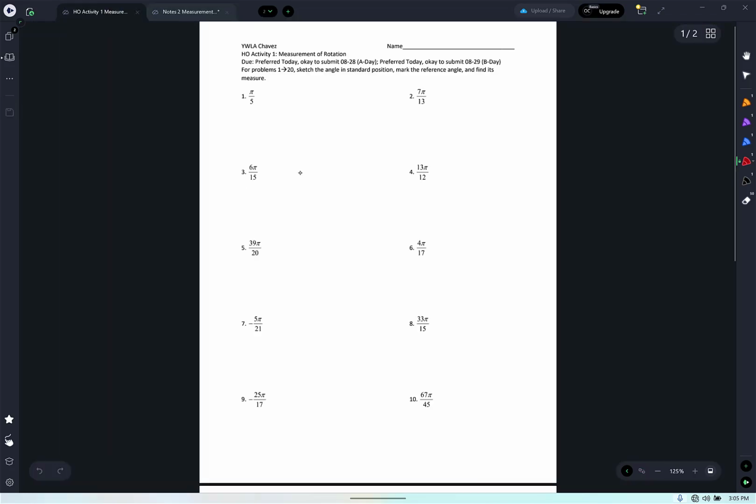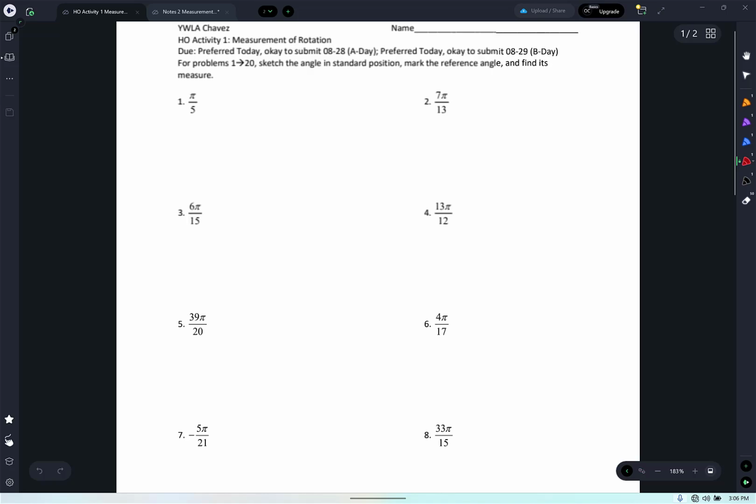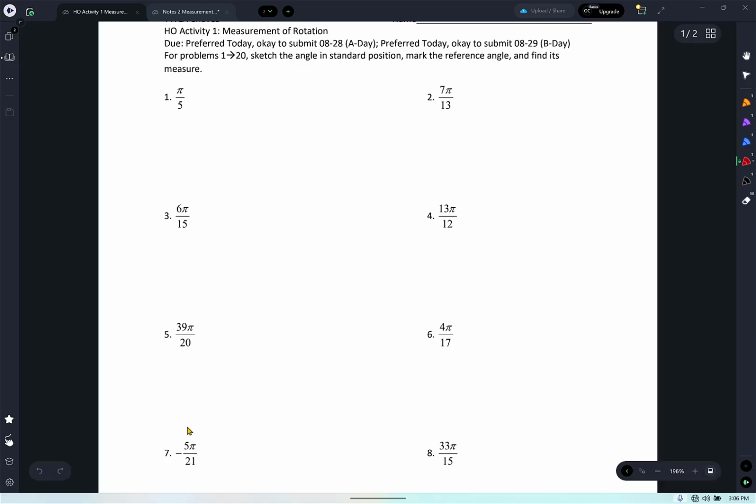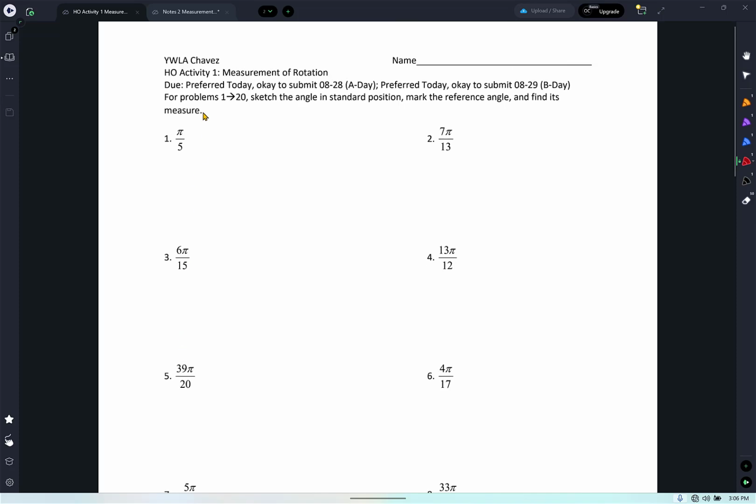Go to your activity 1. And because we're getting pretty close to crunch time, I'm going to do the radians ones first. Relax. Does everyone have activity 1? All right, look what it says. I prefer it today, but since you guys are going to go to the cafeteria, it's fine to turn it in to me tomorrow or on Wednesday.